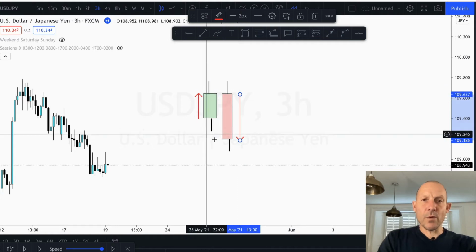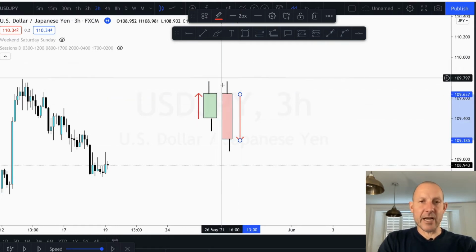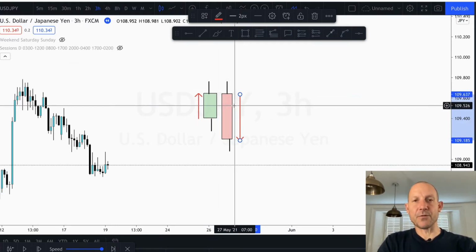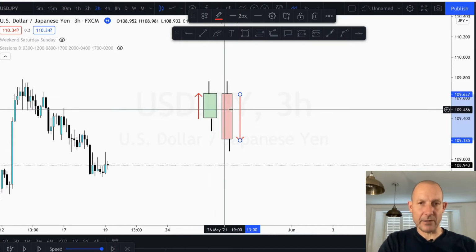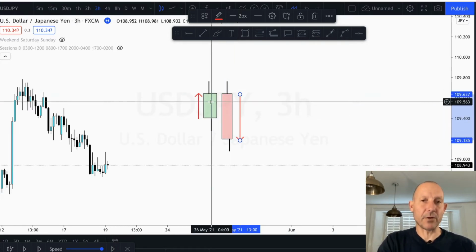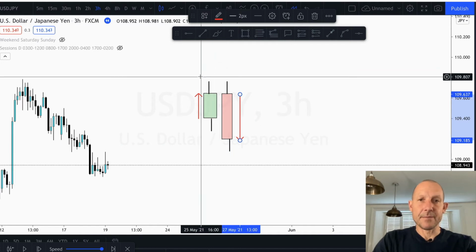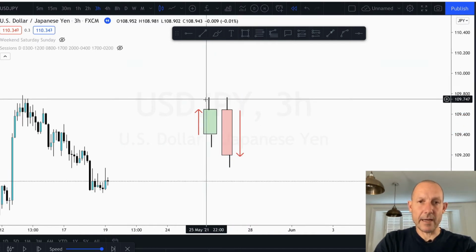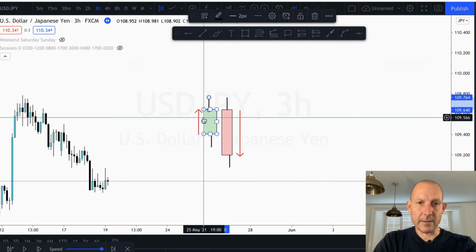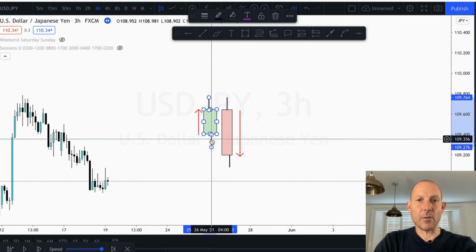The body of this bearish candle fully engulfs this bullish candle here. Because this body is a lot bigger than this body, it's basically a bearish engulfing candle. And then I'm going to draw the same, let's take copies of these.